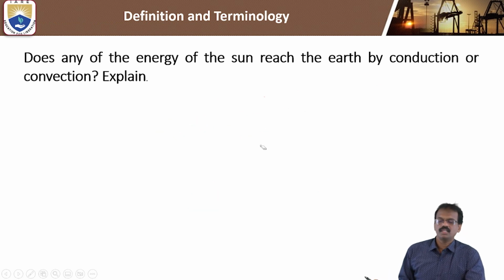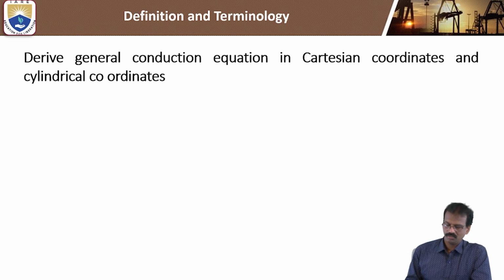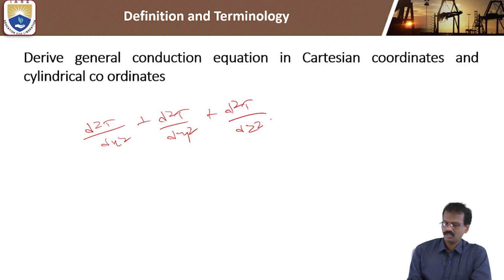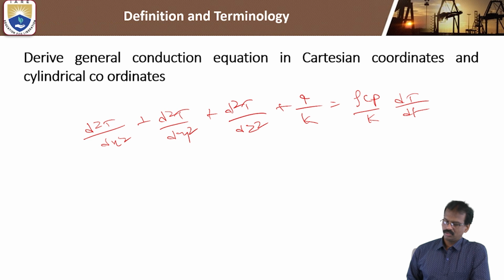You know that radiation concept. Deriving the general conduction equation, already in previous classes I explained this one. The final equation is dou square T by dou x square plus dou square T by dou y square plus dou square T by dou z square plus q by k is equal to rho cp by k into dT by dt. This one is already derived in the previous class.